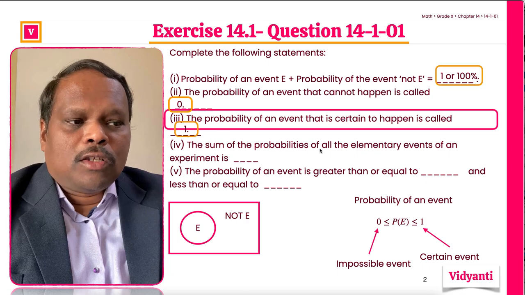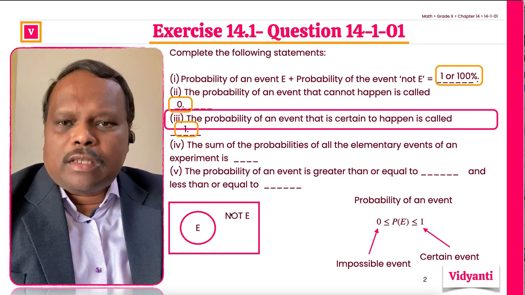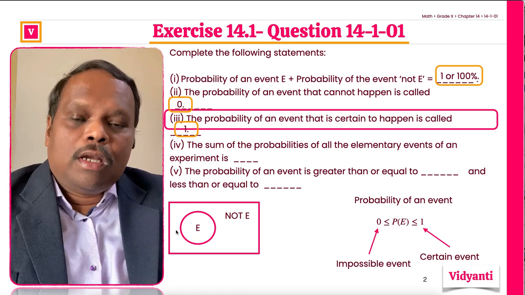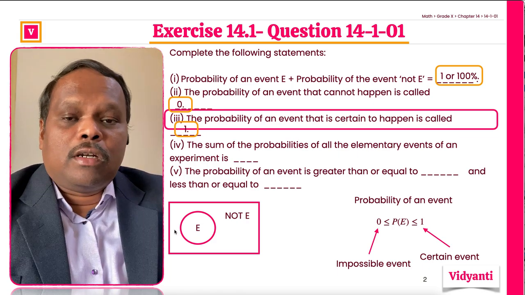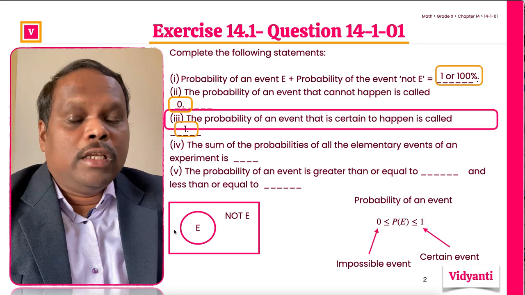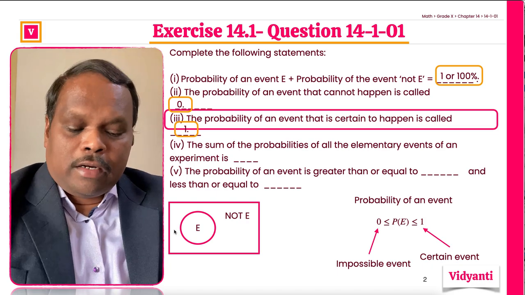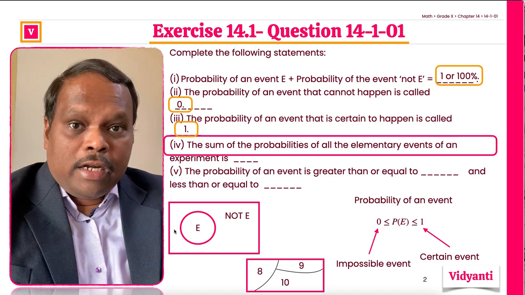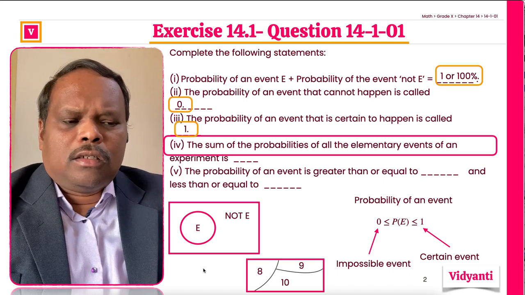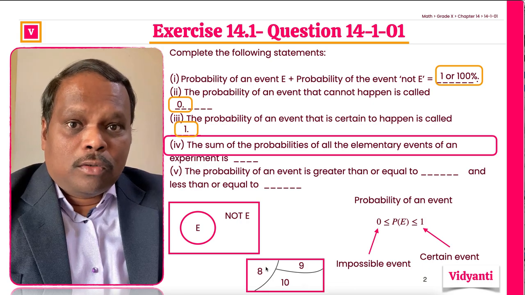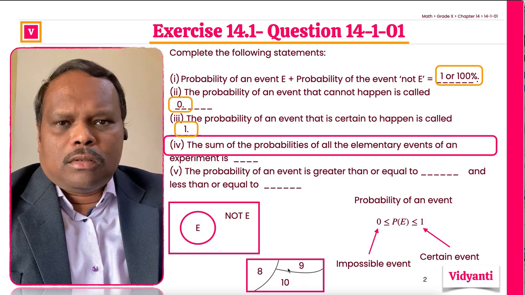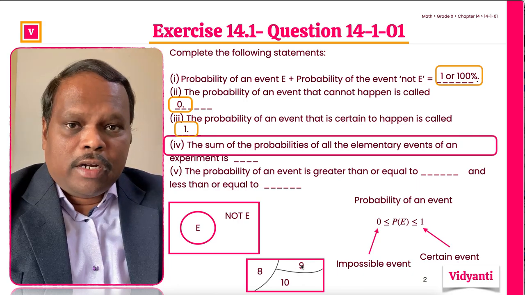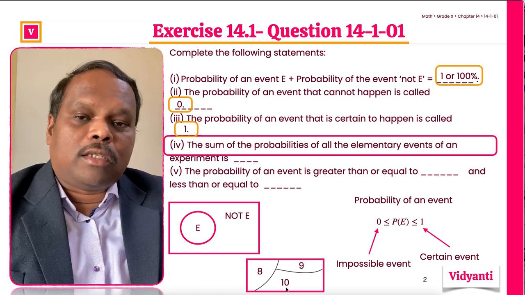The sum of probabilities of all elementary events. This is an extension of what we saw in part 1, but I'm going to explain that one more time. Let us assume that at Vidyanti, we conduct coaching classes for 3 grades, grade 8, 9, and 10. So if you take a student from our coaching institute, that student will be either from grade 8, from grade 9, or from grade 10. There are only 3 possibilities.